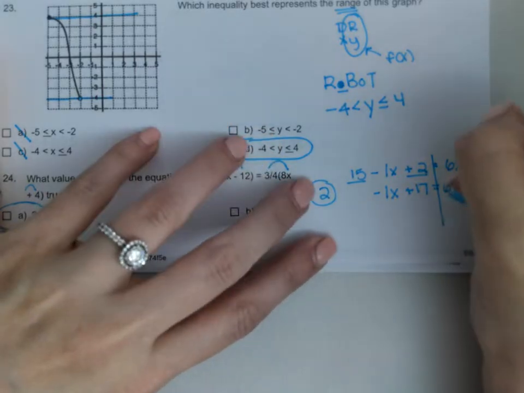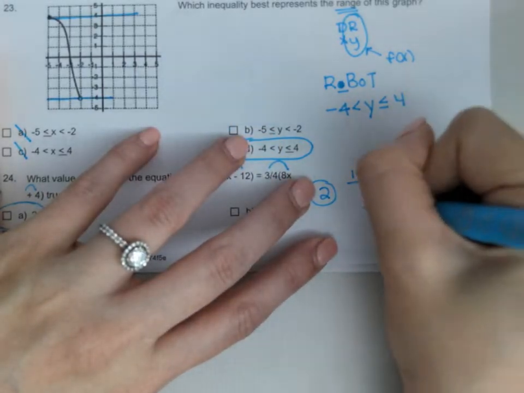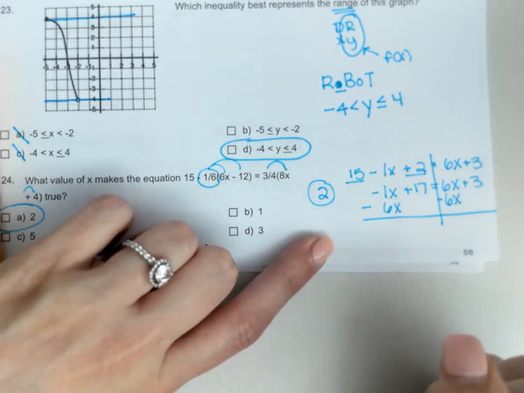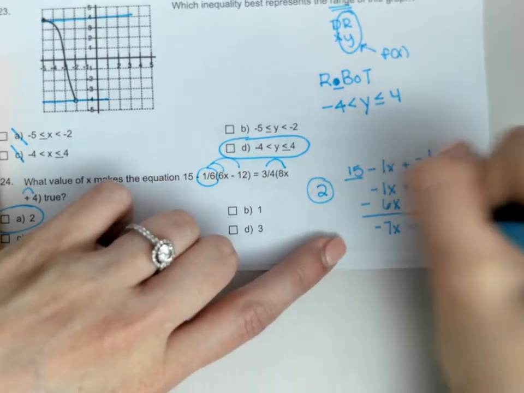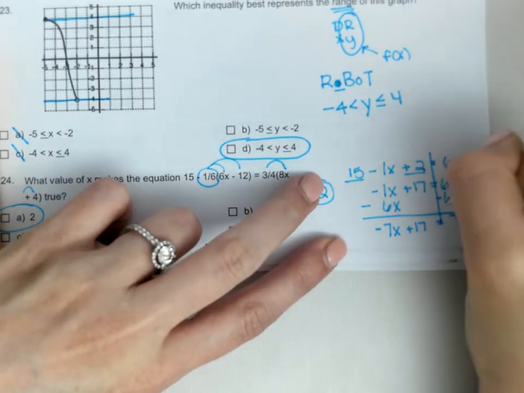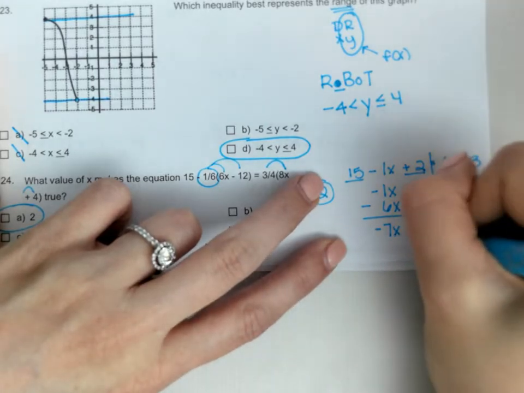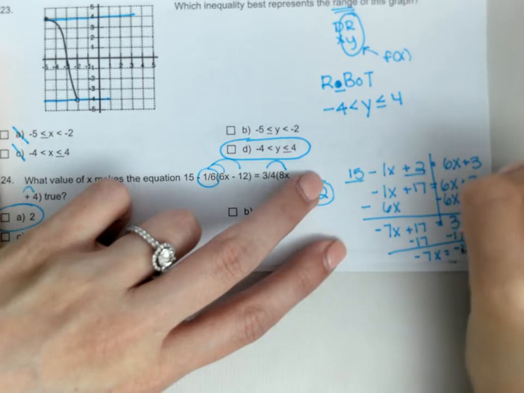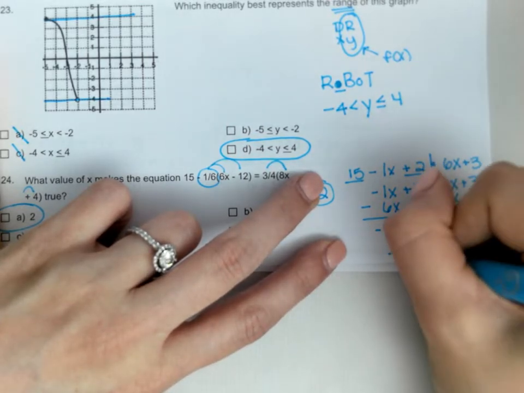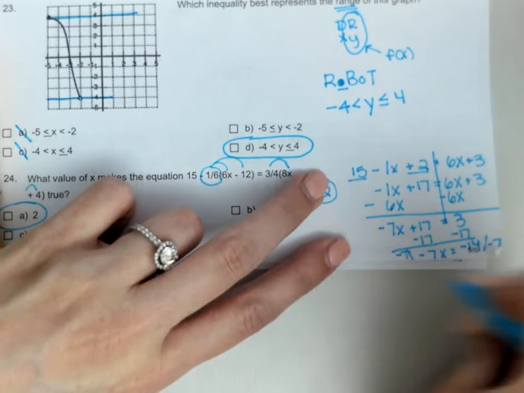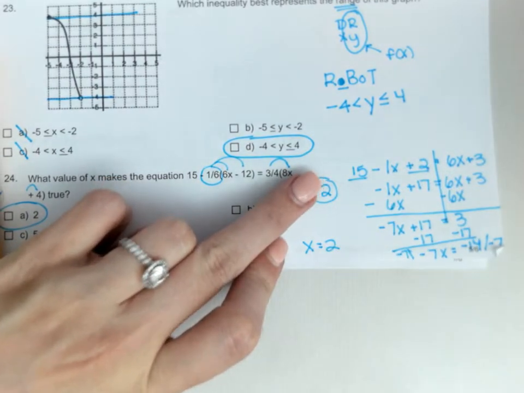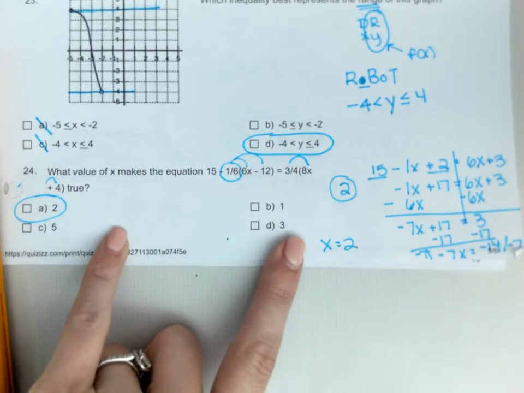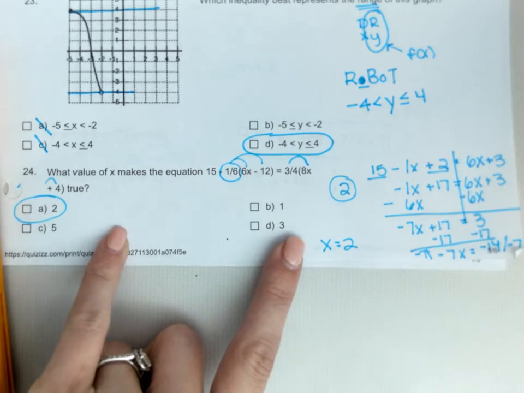To get rid of the 6x, we subtract 6x, subtract 6x. So we get -7x plus 17 equals 3. Subtract the 17, subtract the 17. So -7x equals -14. Divide by the -7, divide by the -7. So x equals +2. But guys, if we can do it in our calculator, so much easier, and we know it's correct. So check, check, check on your calculator.